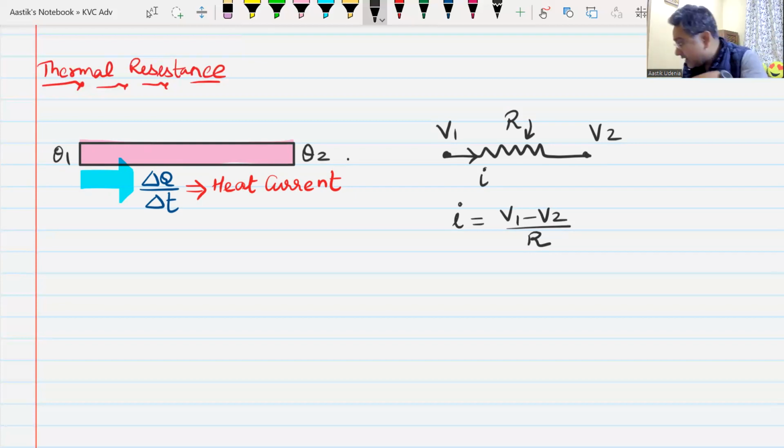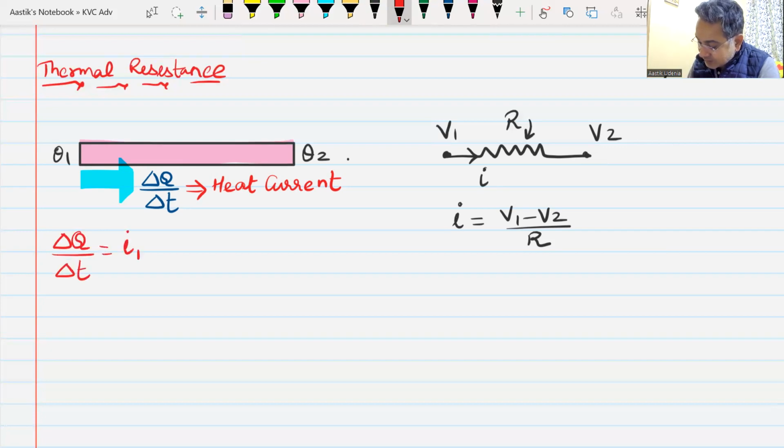So potential difference. Heat can also be treated as a current. Heat current flows because of difference in temperature. So I can write this delta Q by delta T as I_T, thermal current. I_T can be written as theta 1 minus theta 2 divided by R. Let me not write it as H because H gives me heat. Let me write it as T, so T will give me thermal. So I can write this I_T, thermal current, as (theta 1 minus theta 2) by R_TH.